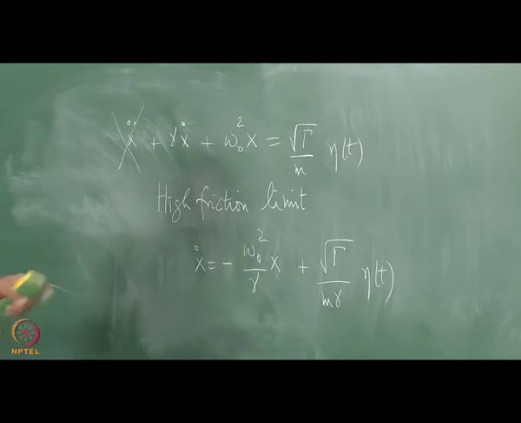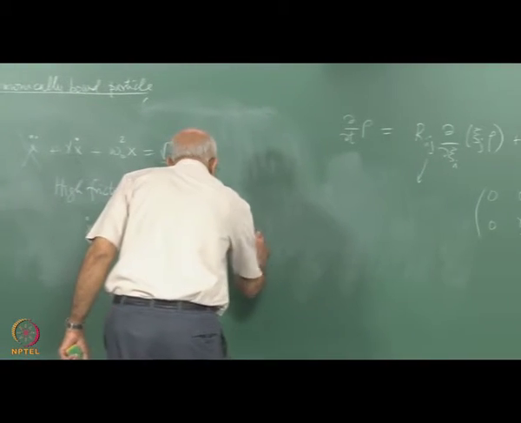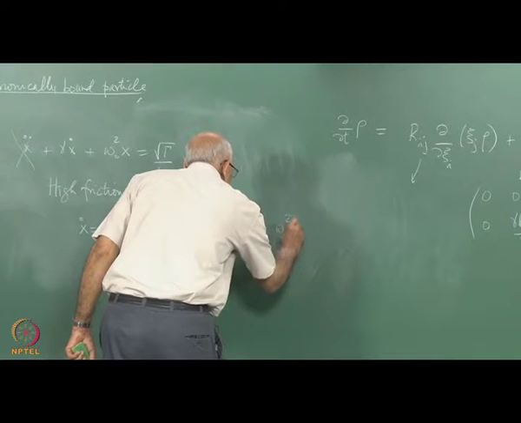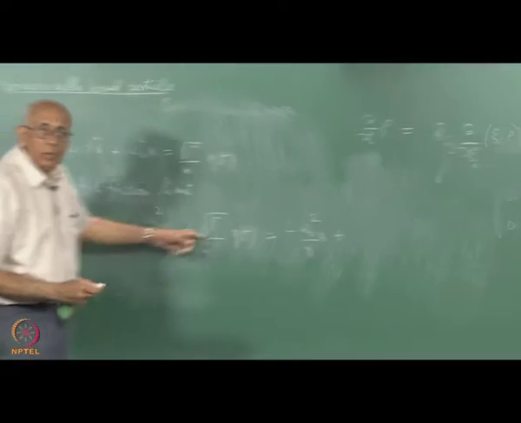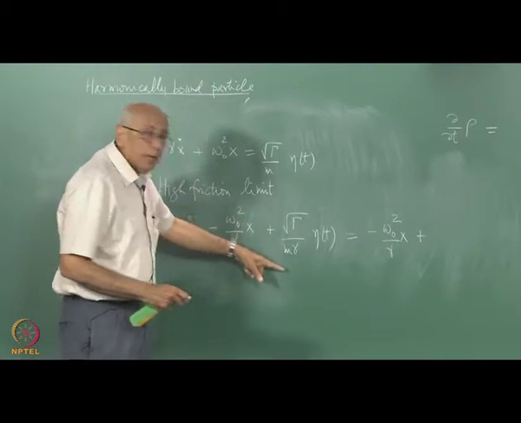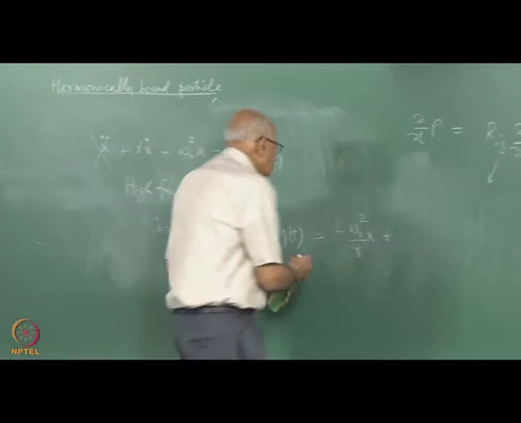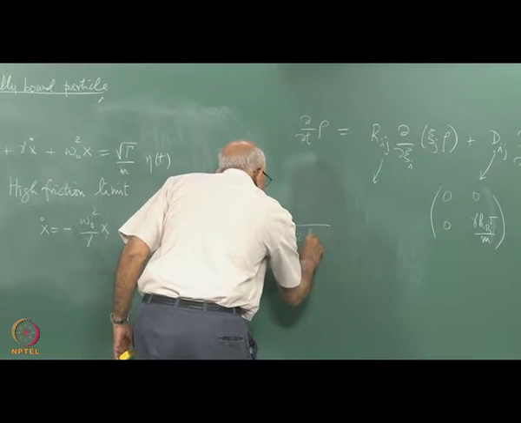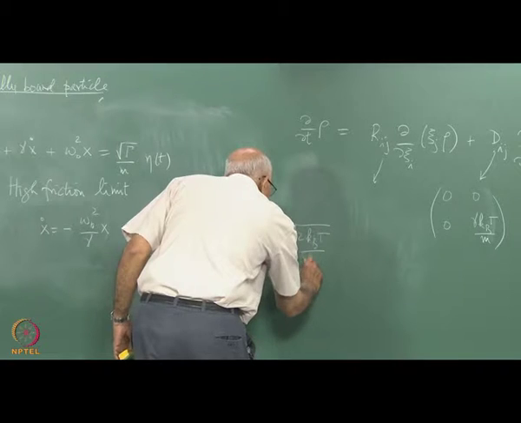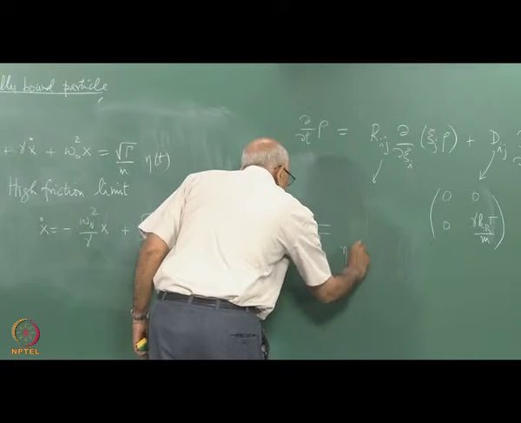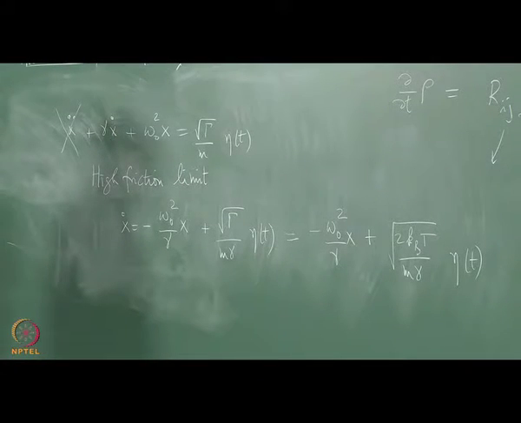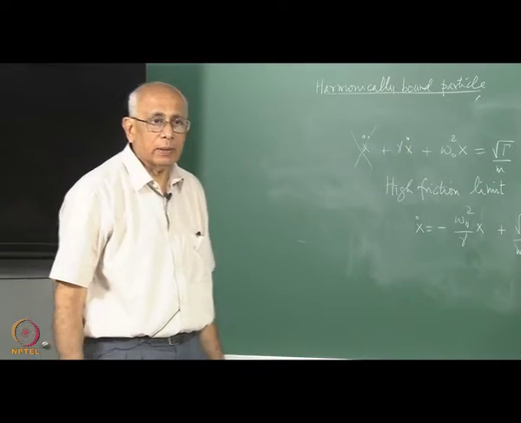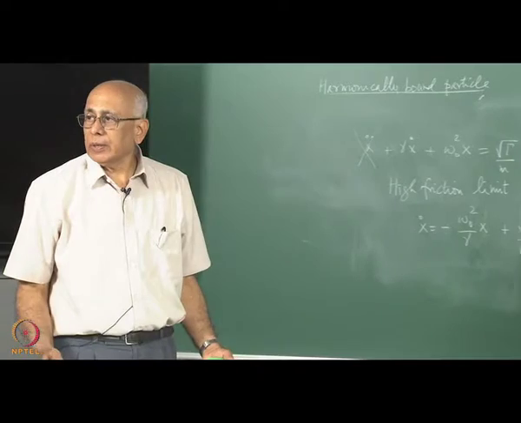Okay. So let us simplify it a little bit, and what does this give you? This is equal to minus omega naught squared over gamma x plus, remember this was 2m gamma whatever it was, right, and there is an m gamma out here. So this is square root of 2k Boltzmann T over m gamma eta of t, in this high friction limit. Okay. So that is the Langevin equation.